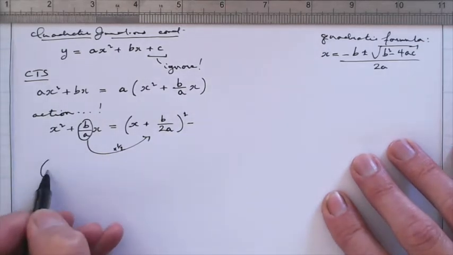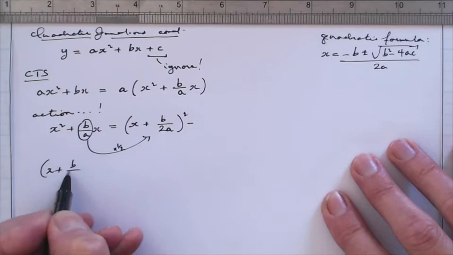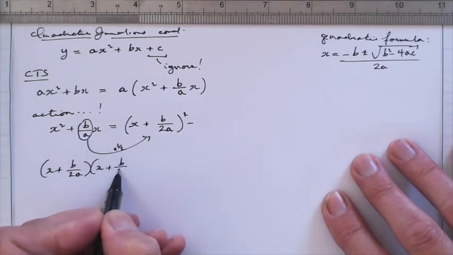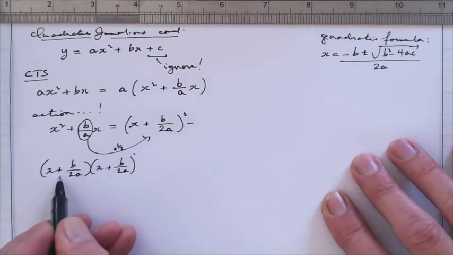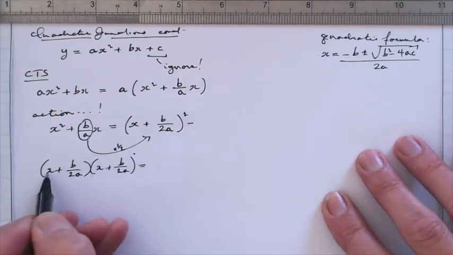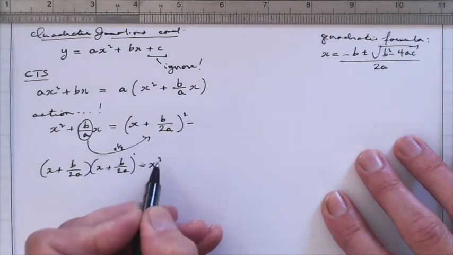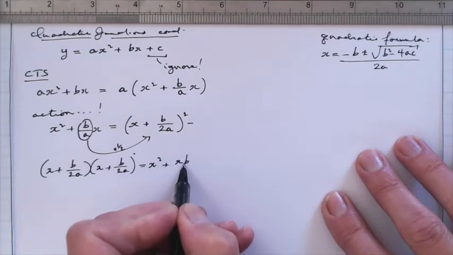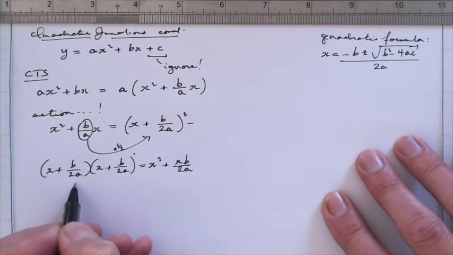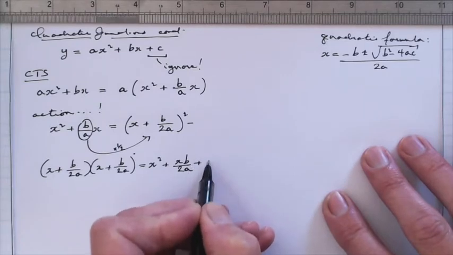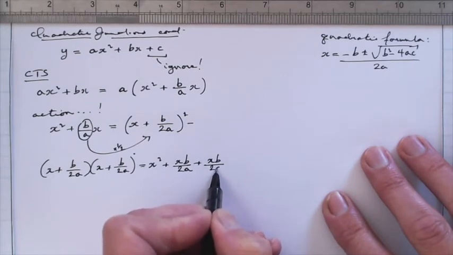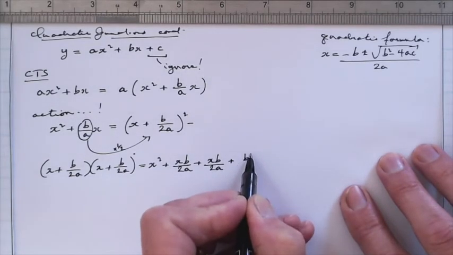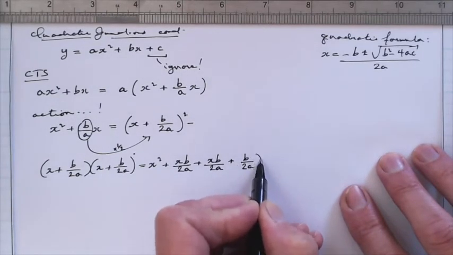And let's just see whether this makes sense. Let's just check what we're doing is sensible. What is this thing, x plus b over 2a squared? It's this times itself. x times x is x squared. I have x times b over 2a. I have another x times b over 2a. And I have this rather scary thing, b over 2a all squared.